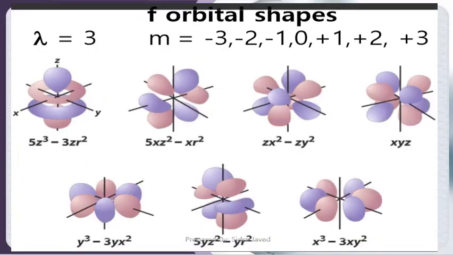Similarly, in f, there are 7, as the value of l for them is 3, and for m it is 7. So 7 values of m represent that there are 7 arrangements or 7 electronic clouds which are present on different axes. Here the 7 are given, right? The shapes are quite complicated. You don't have to remember the names of these, right? You have to go up to the d orbitals. Now it is the end of today's lecture. Okay.